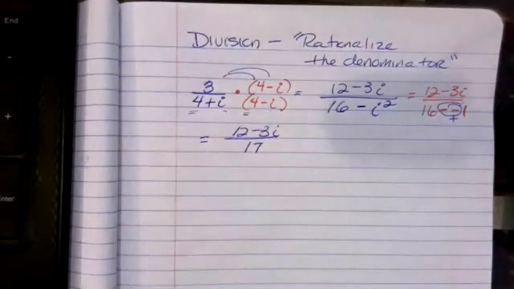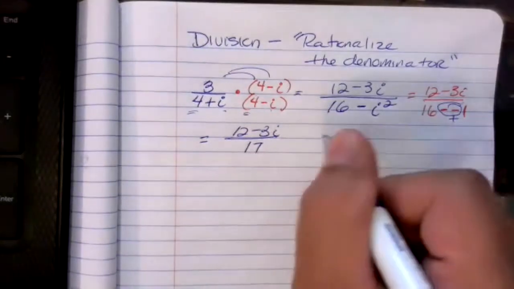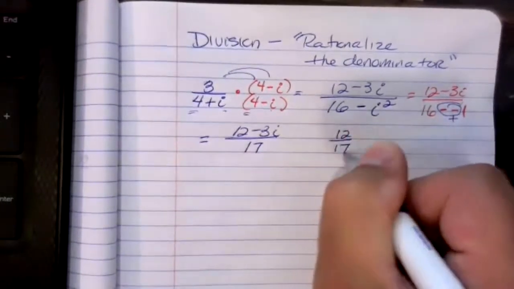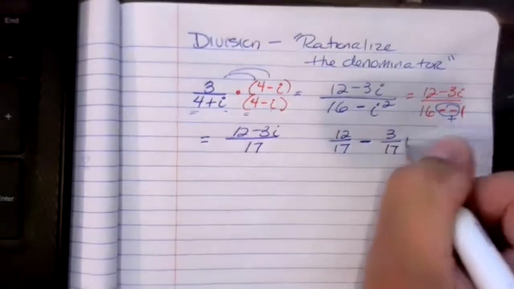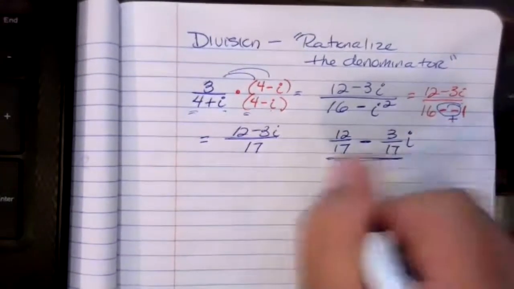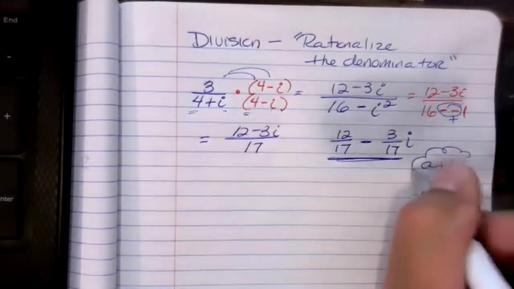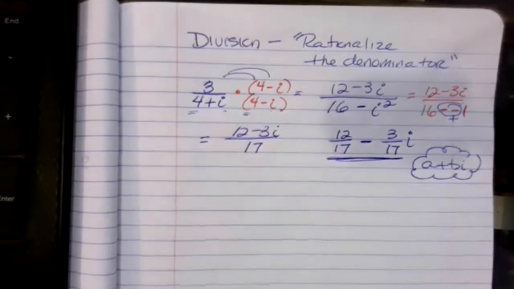Which is nice, except it's not in standard form, right? Standard form has to be a plus bi. So you want to break this up. You want to divide both of these terms by 17. So this is really going to be 12 over 17 minus 3i over 17. You always want it in that a plus bi form. That's the way it'll be in the back of the textbook.